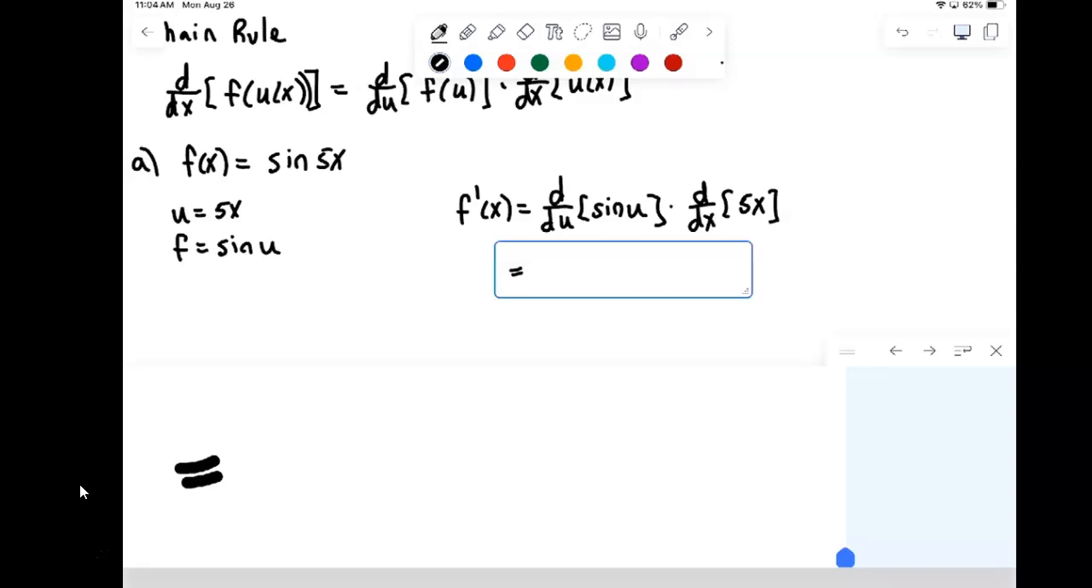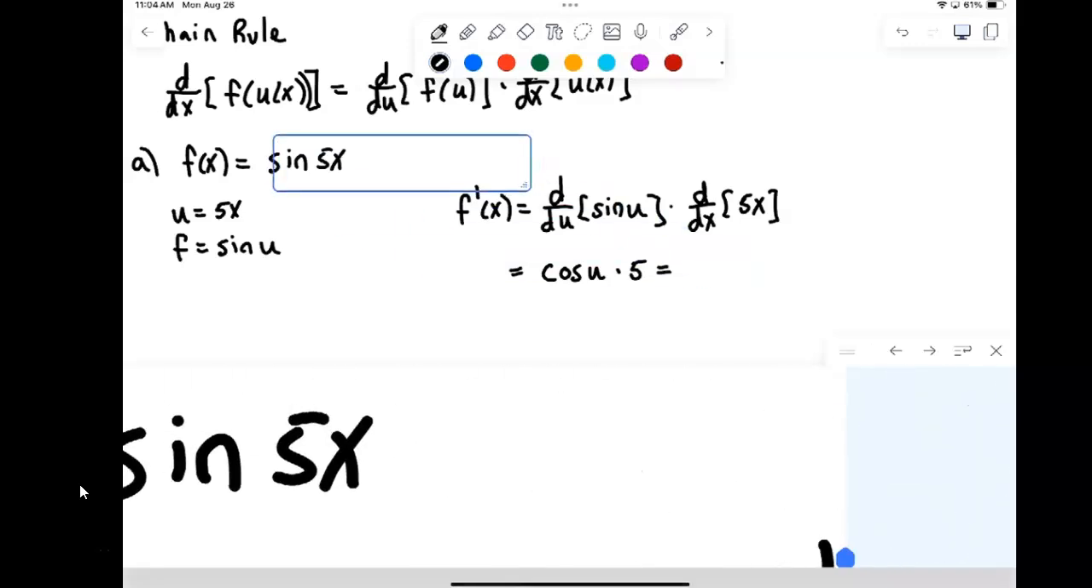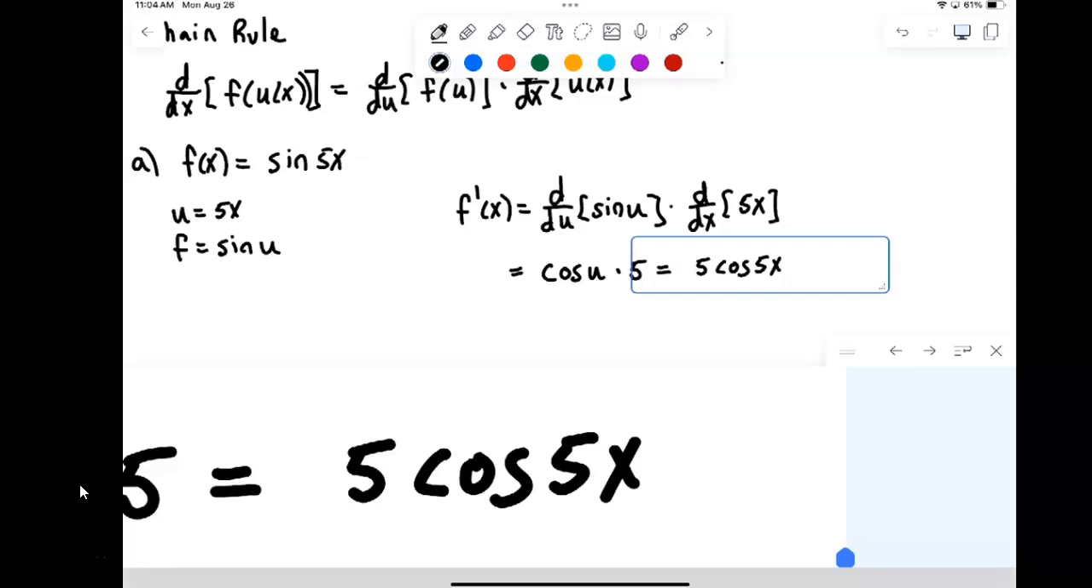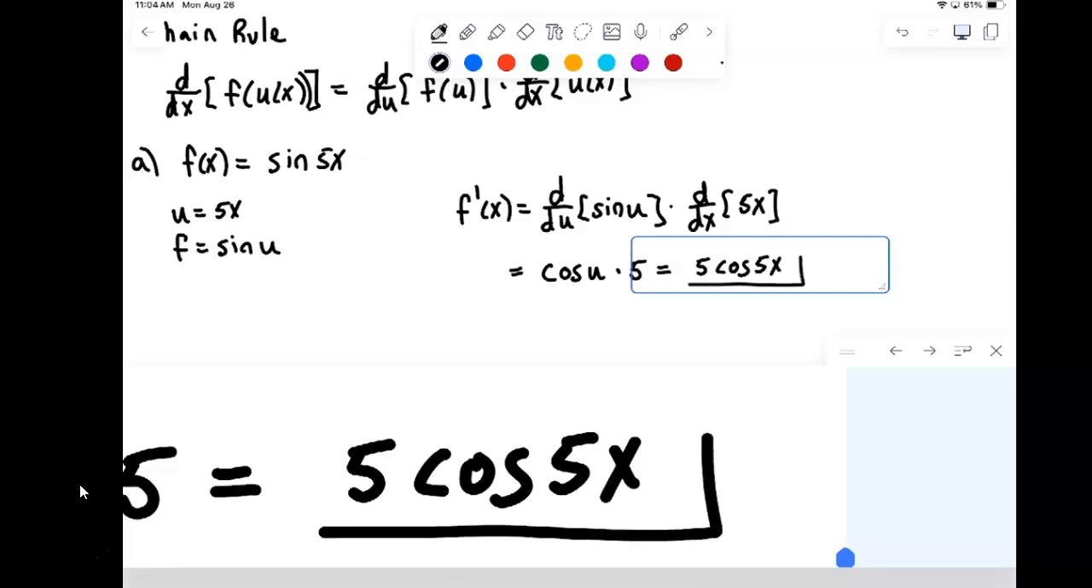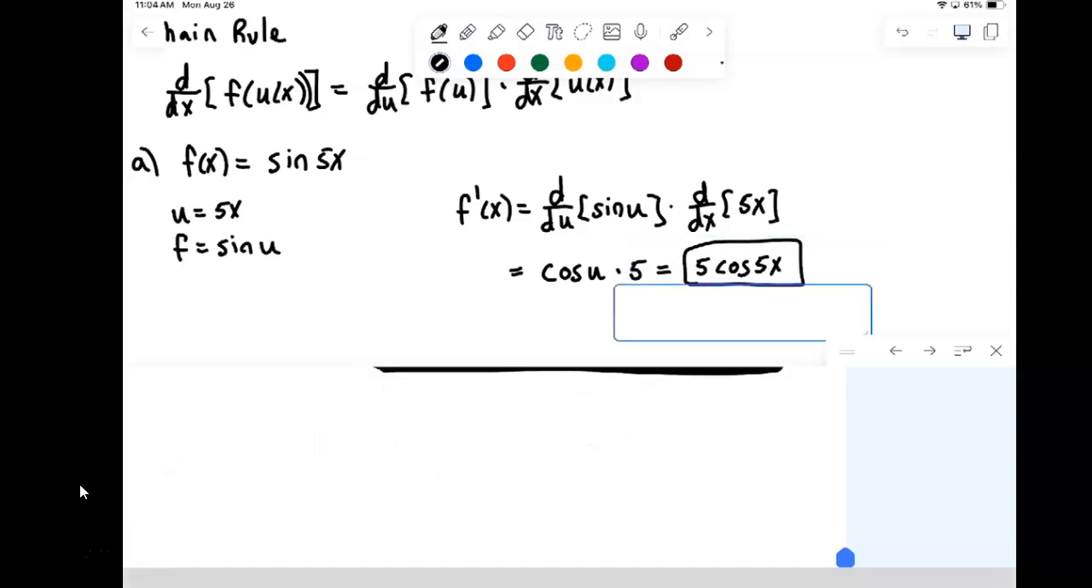Derivative of sine, remember, is cosine. So that will be cosine of u times the derivative of 5x, which would be 5. And then the last thing we do is we convert everything over to the original variable, which was x. So this would be 5 times the cosine of 5x. So now we've done the derivative of sine of 5x by using the chain rule.